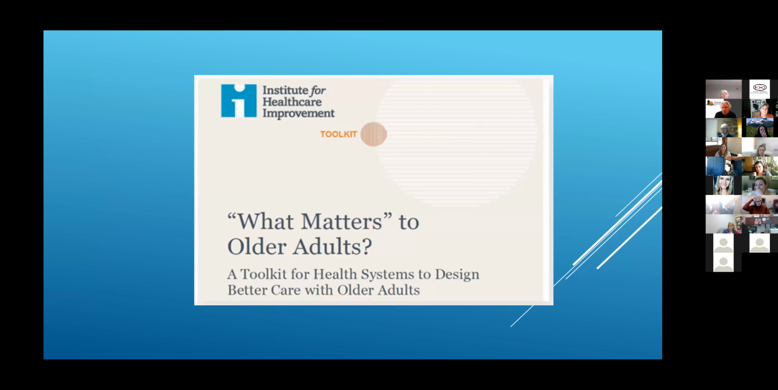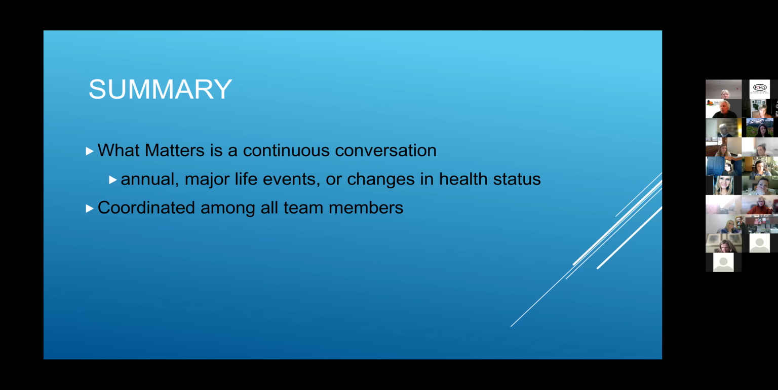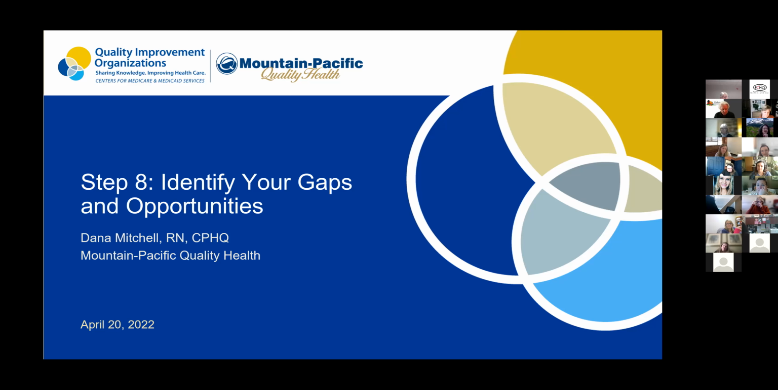And just as a referral, I mentioned the Institute for Healthcare Improvement, and this is from their website. They have the toolkit of what matters to older adults, and so that's a point of information that you can peruse and learn a little bit. Just to summarize, we want to focus on what matters, and we want to do a coordinated effort to establish what matters to the older adult through something like the Stanford letter. Step 8, identifying your gaps and opportunities.